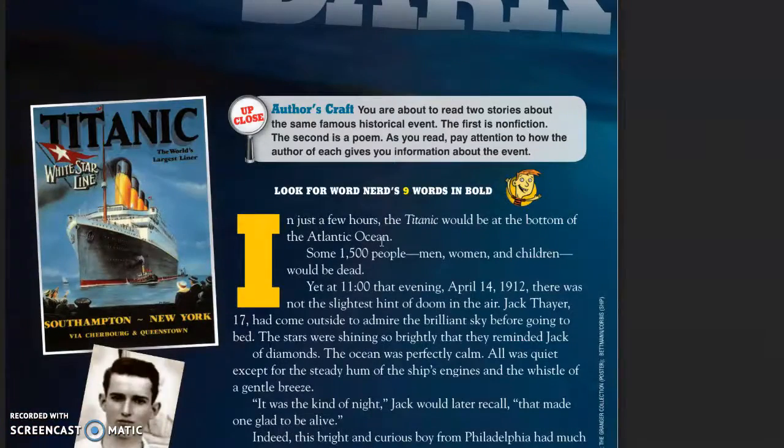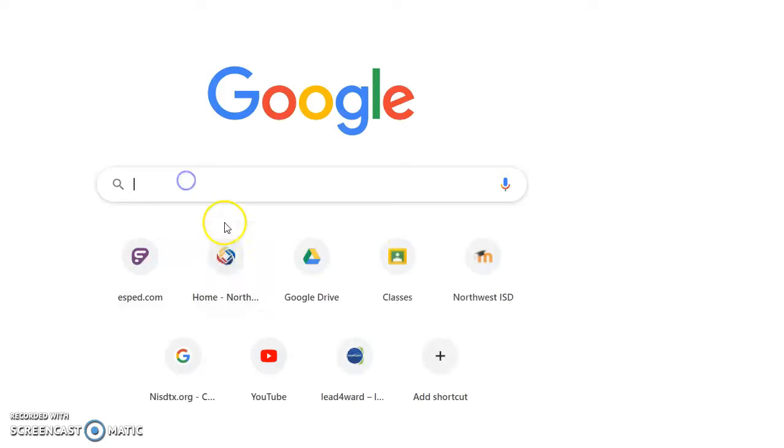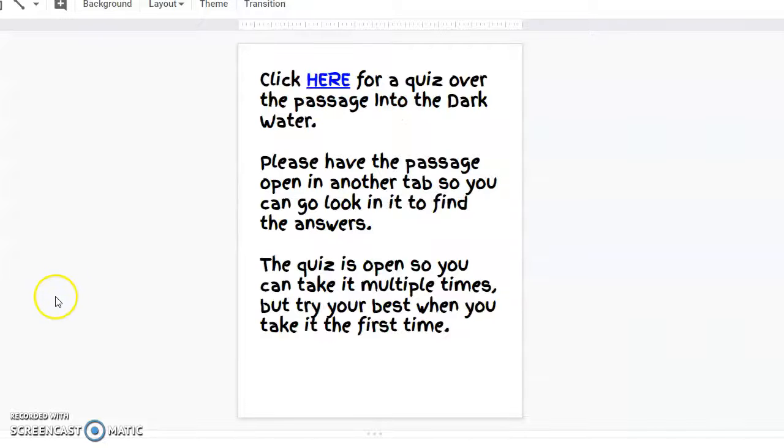And as with any quiz that we take, if there's a word that you don't know what it means, you can look it up, right, in a dictionary, or you can even open another tab and type in the word and find the definition. So that's what we have for this week.